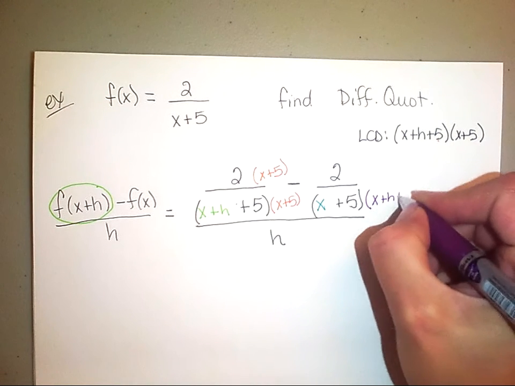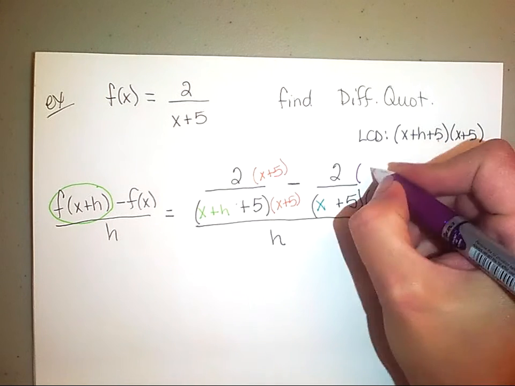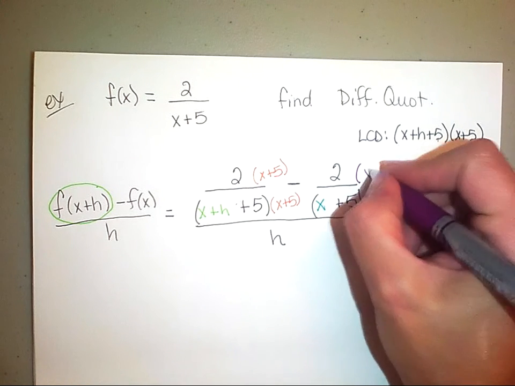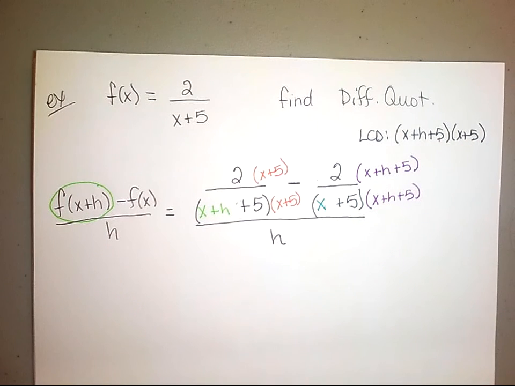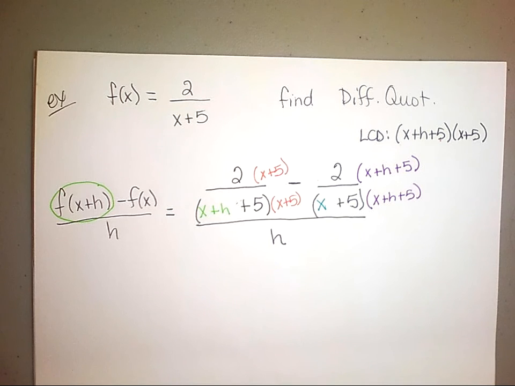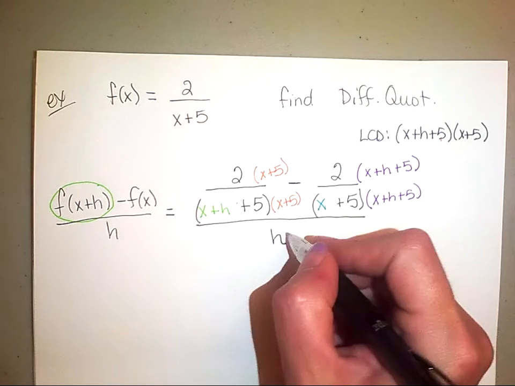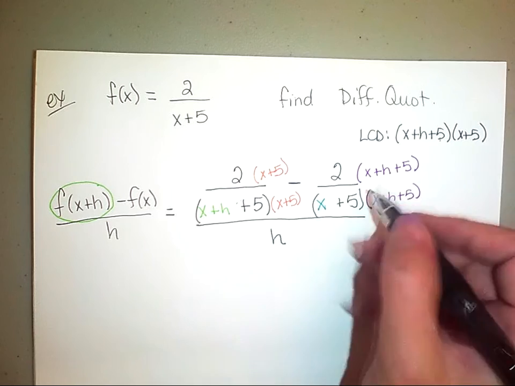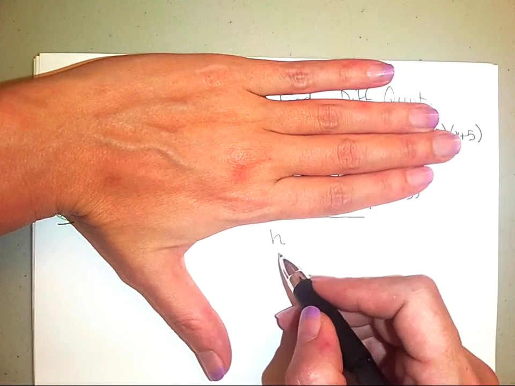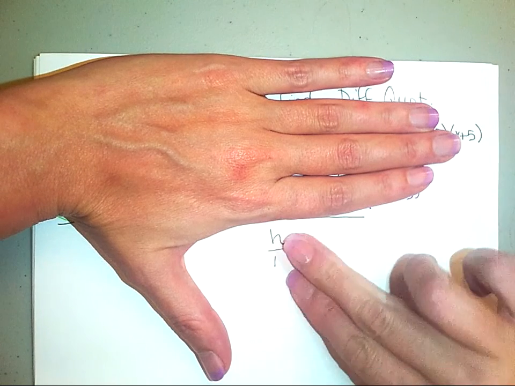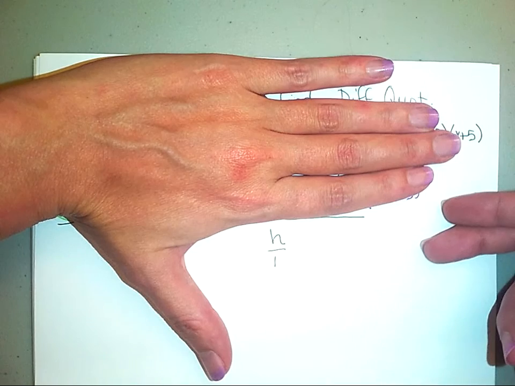So what I'm missing over here, I have the x plus h plus 5. I need the x plus 5. And I have to do that up top and down below. Now over here, I am missing the x plus h plus 5. So that's what I have to multiply by on the top and the bottom. Okay, and now we're prepared to do this.